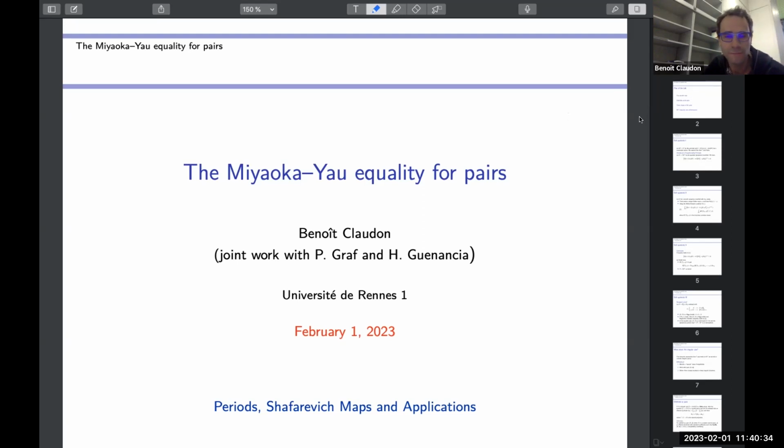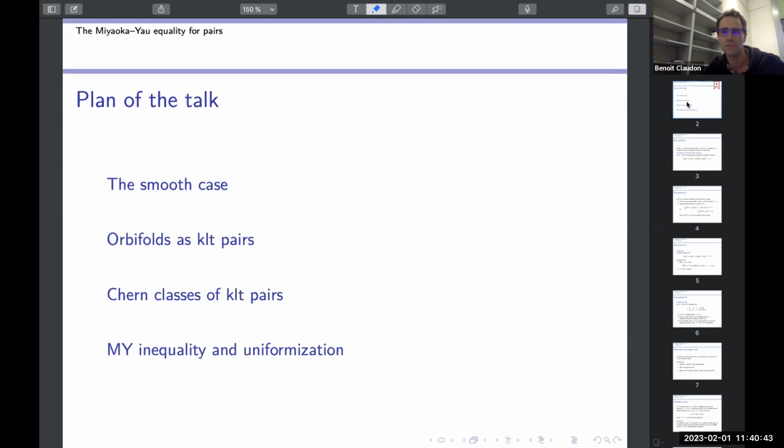So my talk is about a joint work with Patrick Graf and Henri Guenancia, and it concerns essentially ball quotients, as you will see in a second. So here is a short plan of the talk. I will begin with a gentle introduction recalling the smooth case, and then I will move to the singularities we will need to face, so the KLT pairs and the orbifold Chern classes of these pairs, and I will end with a sketch of proof of the uniformization result we got.